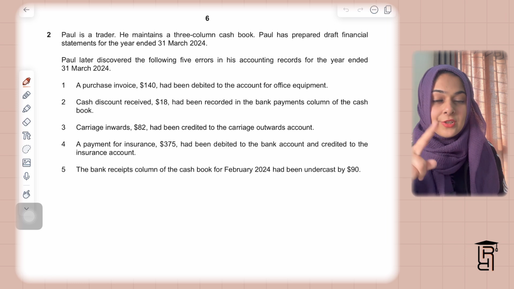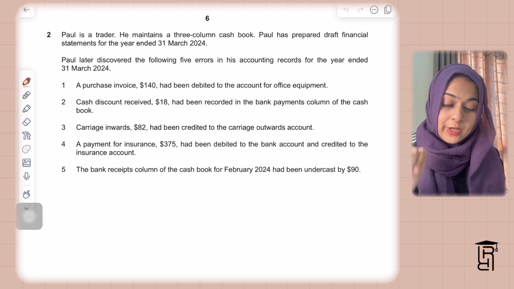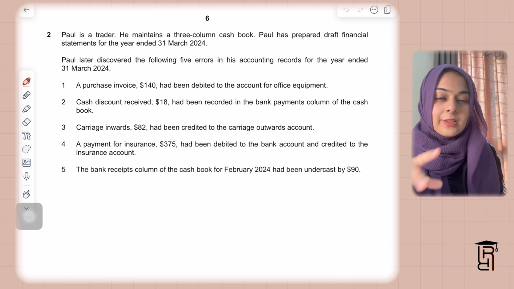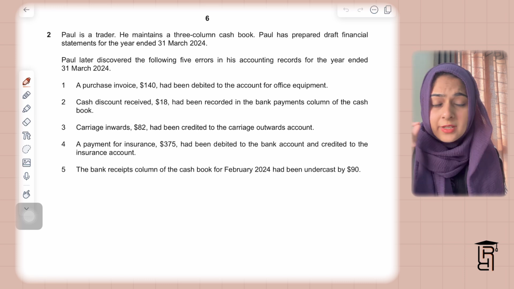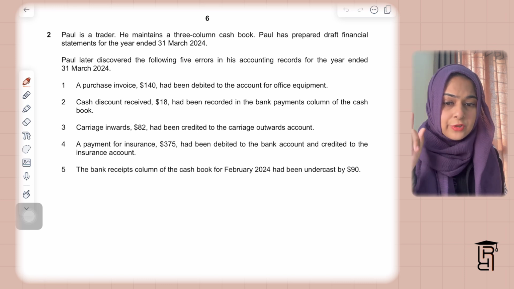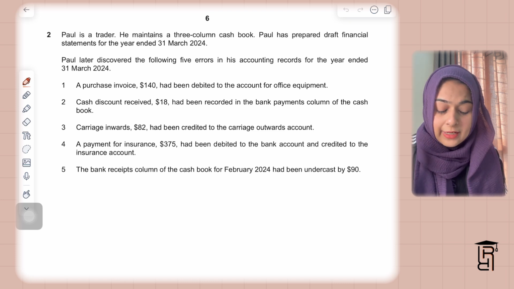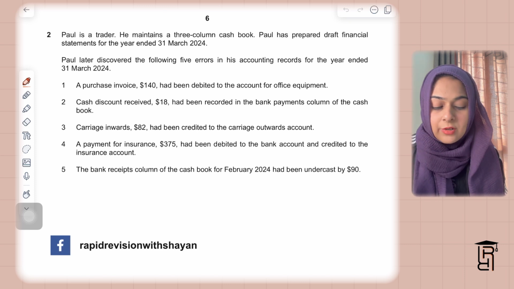This particular question is question number 2 of May-June 2024, paper 2 variant 1. This is on errors in suspense, and in one of my videos I've mentioned that errors in suspense is the most repeated topic, and in every paper you will find one question on errors in suspense. So you should be very good with error corrections and errors, of course, what errors are and how do we correct all the errors.